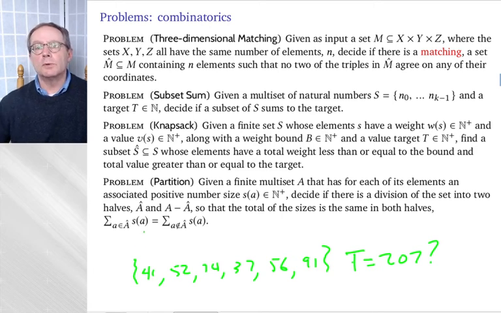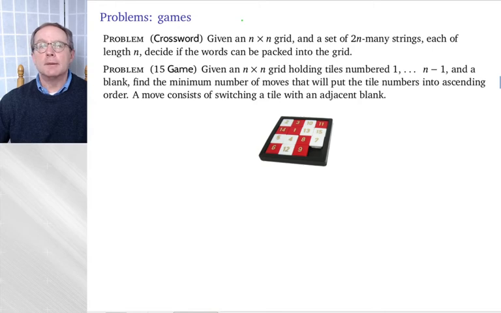Okay, so all those problems have something like the same feel to them. They're all about the different ways in which you can combine things. Games, getting close to the end here of the problems. Seeing a lot of problems, but they all have sort of the same feel to them. Your crossword, you're given a bunch of strings, 2n many strings, and you decide if the words can be packed into a crossword puzzle grid.